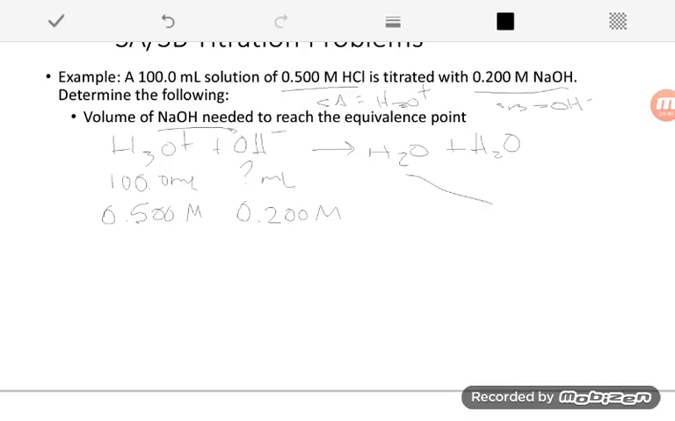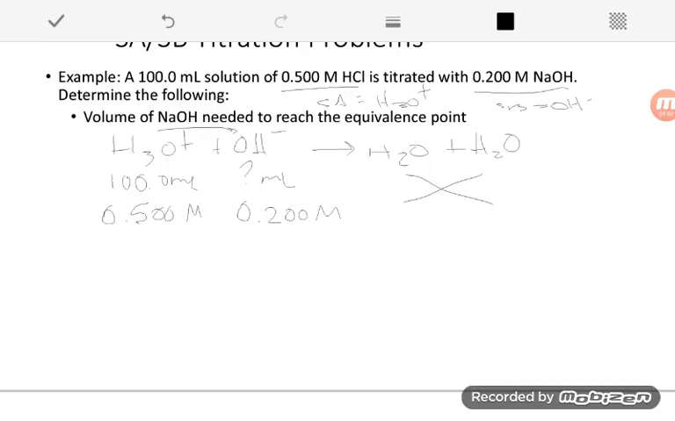I really don't care about the waters. I'm not worried about making products. I'm just worried about how much base I need to use up all my acid. So that's another key thing. When it says the volume of NaOH needed to reach the equivalence point, we need to keep in mind that at the equivalence point, the HCl and the NaOH are equal.